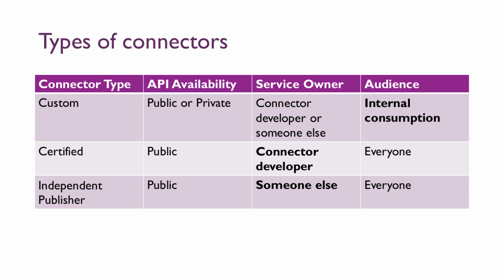The first one, custom connector, has a big difference where it's only internal, and it has an API availability for public and private. So you can also use private APIs then. For certified and independent publisher, it's almost the same. The only difference is the service owner.